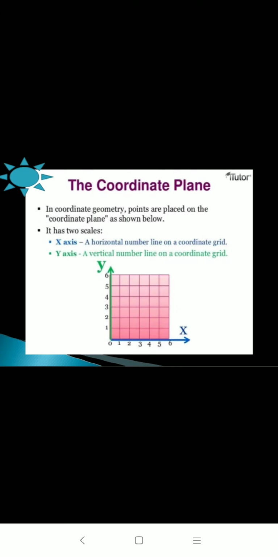The coordinate plane. Points are placed on the coordinate plane as shown in the figure. You can see the two scales: the horizontal number line on the coordinate grid we call the x-axis, and the vertical number line on the coordinate grid we name the y-axis.